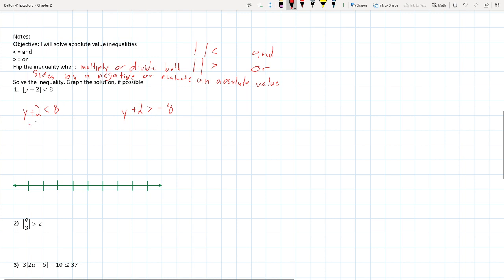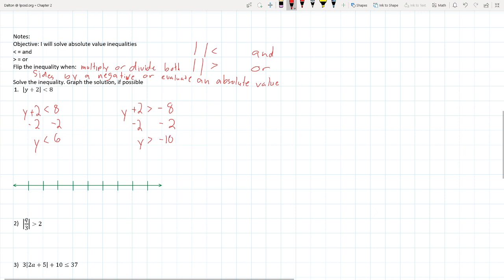So we chop 2 from both sides, and you can actually do it for both parts of this at the same time if you so desire. You can definitely split these up and do them one by one. That's totally cool. So y is less than 6, and y is greater than negative 10.